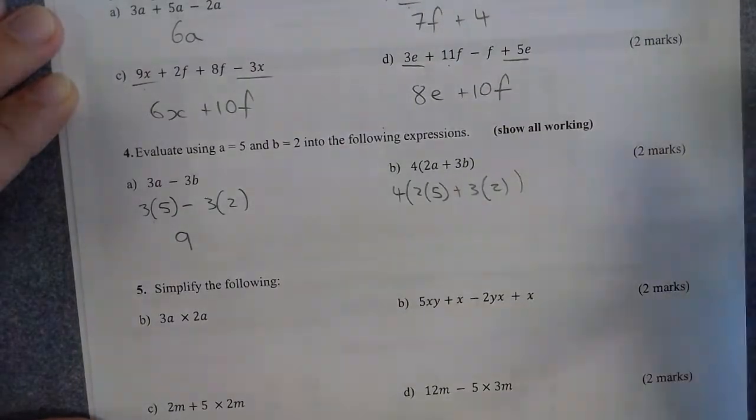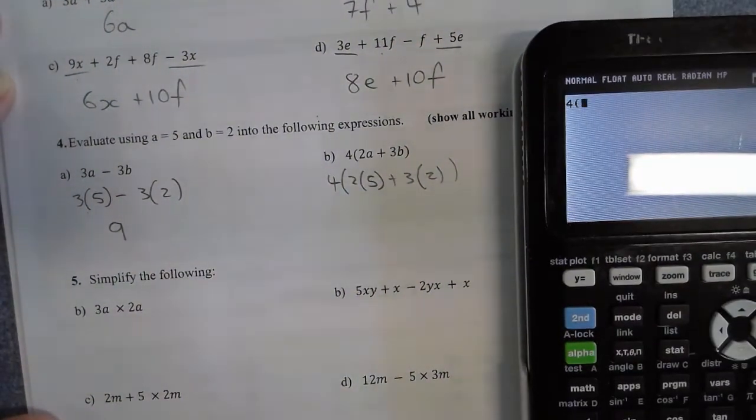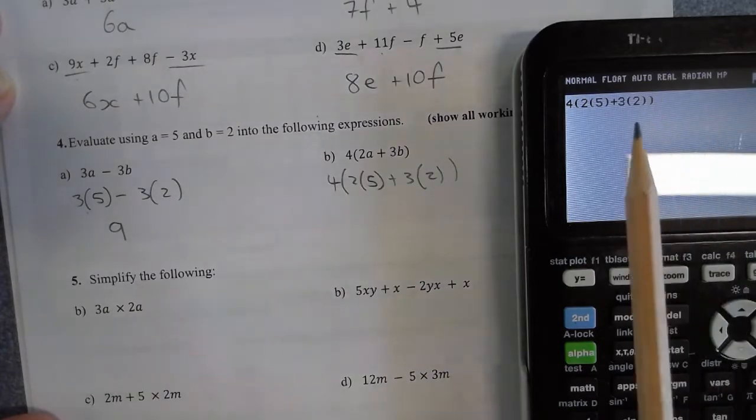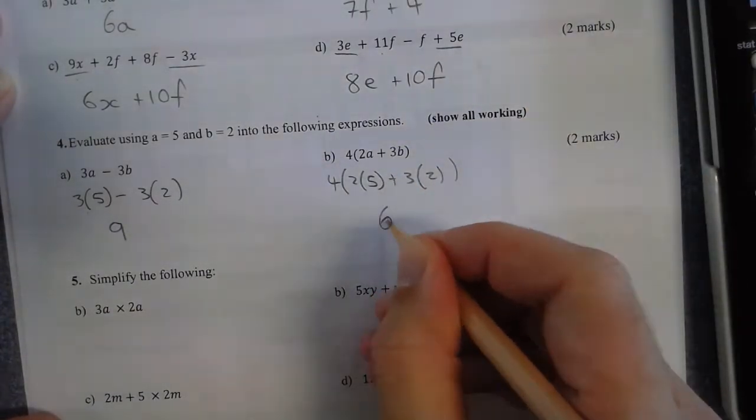Now the brackets are important here. So to show you, I'll put this one in the calculator. 4, 2 brackets 5 plus 3 brackets 2. And just making sure it's the same, what I've got in the calculator is what I've got here. That gives me my answer of 64.